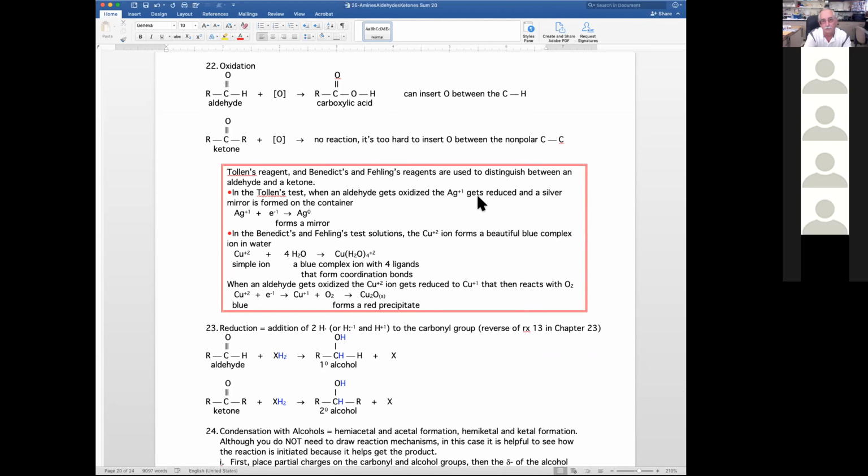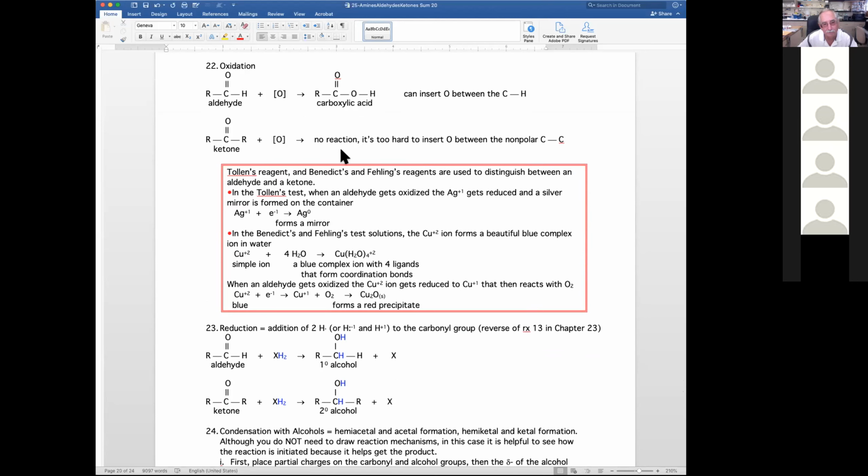So the first thing we'll look at is the oxidation of aldehydes and ketones. An aldehyde can be oxidized to a carboxylic acid, but a ketone cannot be oxidized. So you might be wondering why. One explanation would be because that's God's will.